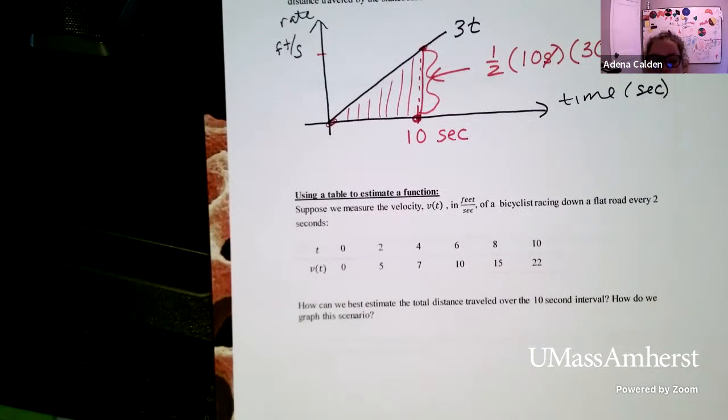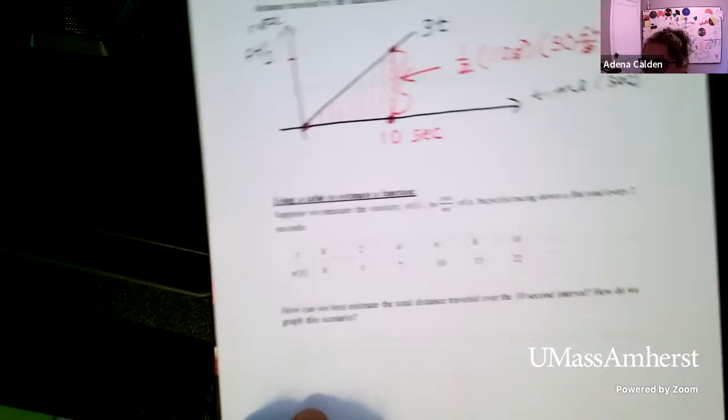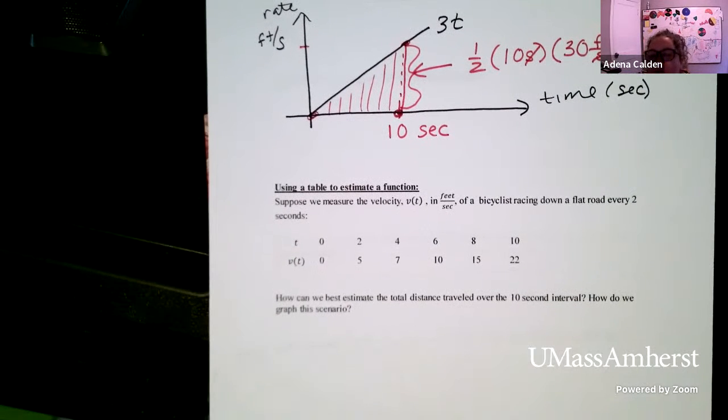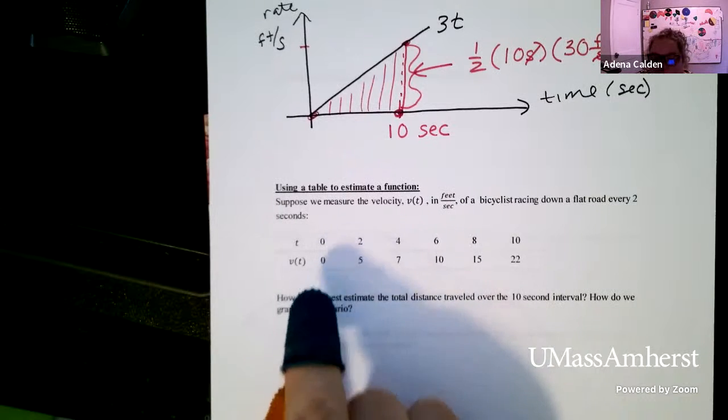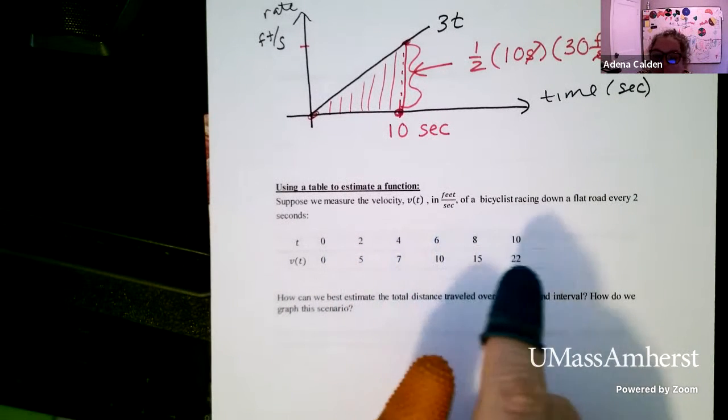So suppose we measure the velocity, v of t, in feet per second of a bicyclist racing down a flat road every 2 seconds. Okay, so let's make this a little more high stakes. Let's pretend that you are in a bike race. The person who travels the fastest over 10 seconds wins like $1 million or something really extravagant, right? And so we have some way of calculating how fast they are traveling every 2 seconds, right?